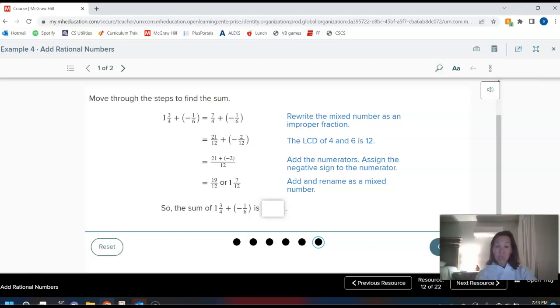So enjoy your long weekend. Hopefully you can do some of these fractions, adding fractions, remembering how to add fractions.